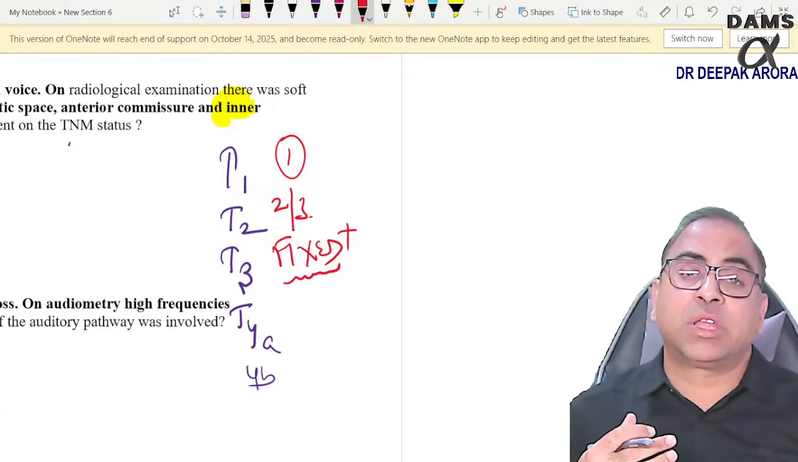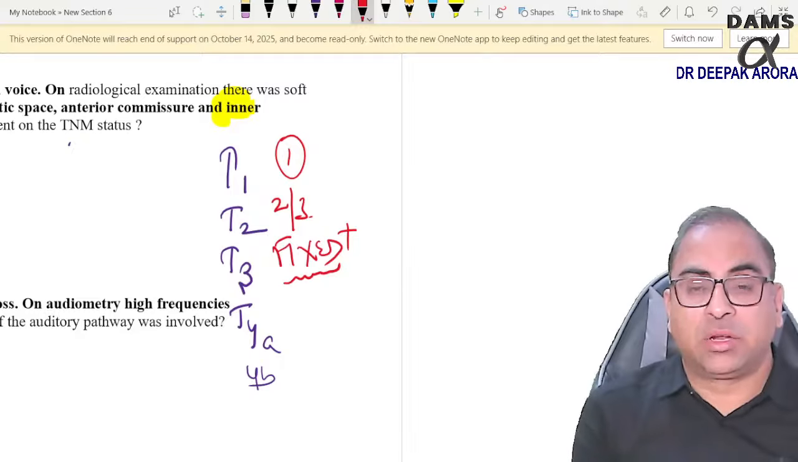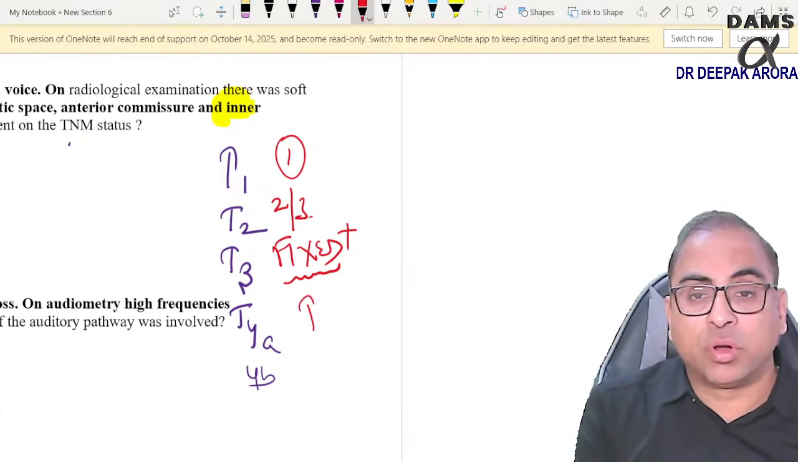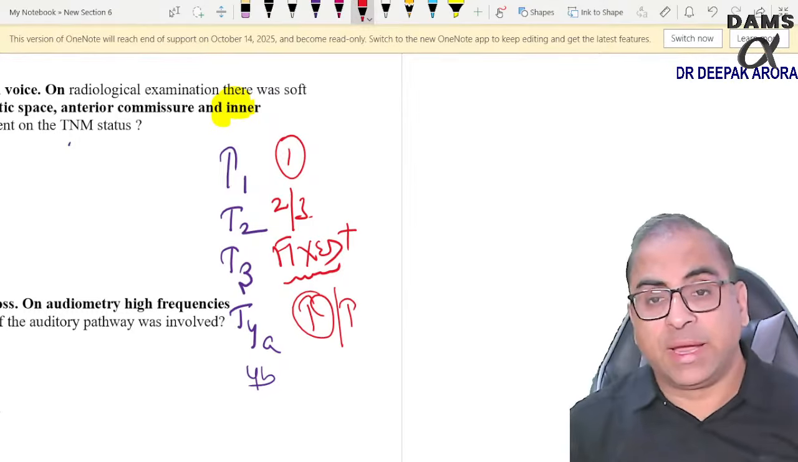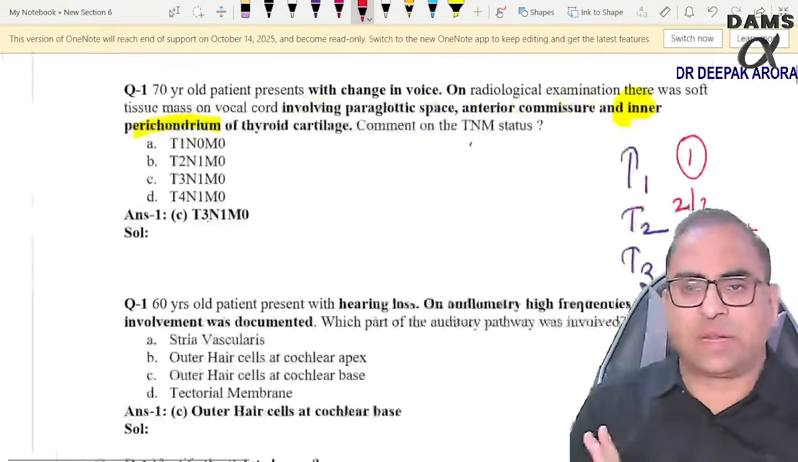T4A is when the tumor is going to the tongue, trachea. If your tumor is going up into the base of tongue or down into the trachea, so we always say tongue involvement, trachea involvement. That is your T4A, and T4B is the involvement of carotid artery or chest. The tumor is going into the chest, carotid artery. This was the basic classification we have learned.